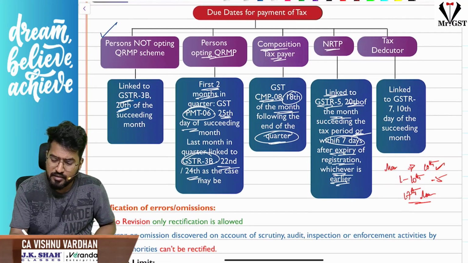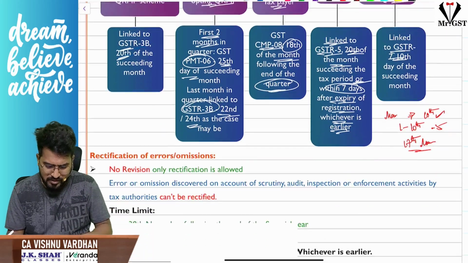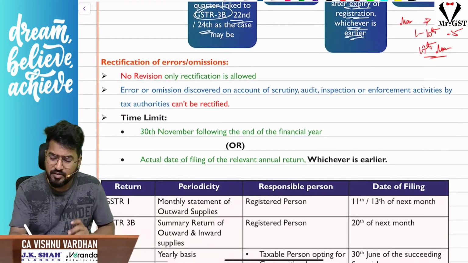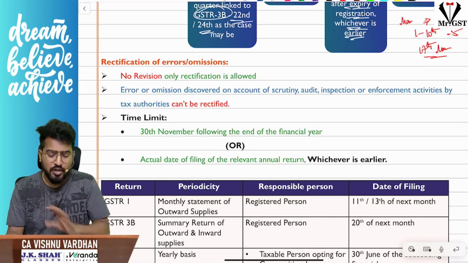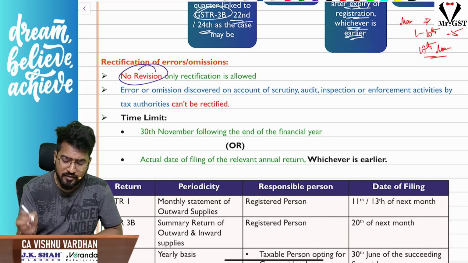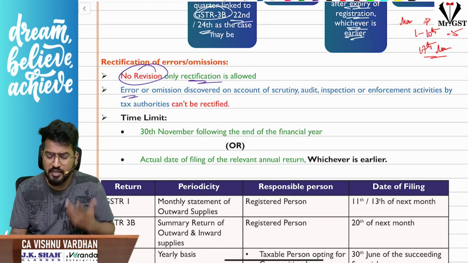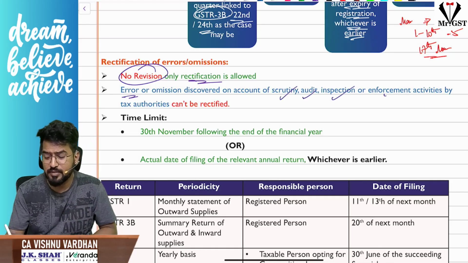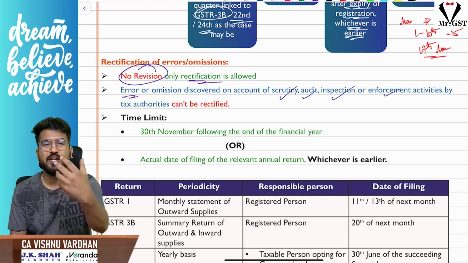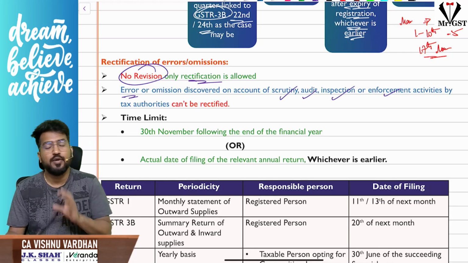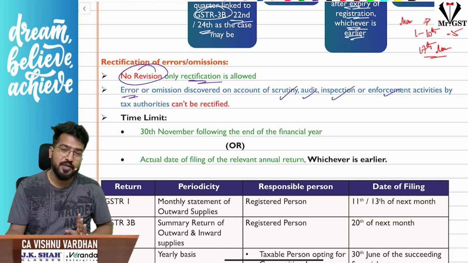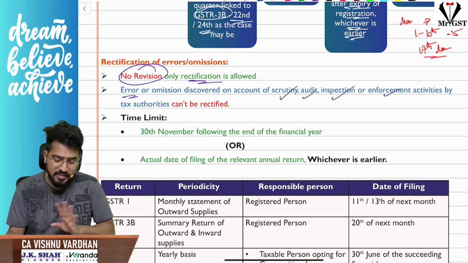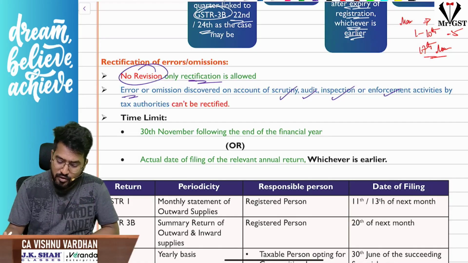Next, tax deductor, you have already seen, GSTR 7, 10th of the next month. Next, sir, GSTR 3B and all the returns under section 39 that we have discussed: no revision, only rectification is allowed. Any errors you have committed, sir, you cannot say during scrutiny, audit, inspection or enforcement that you will rectify the mistakes in the next return. You have to rectify it on your own, then only the amendment tables can be used. But if the department identifies it, then you will face the consequences.